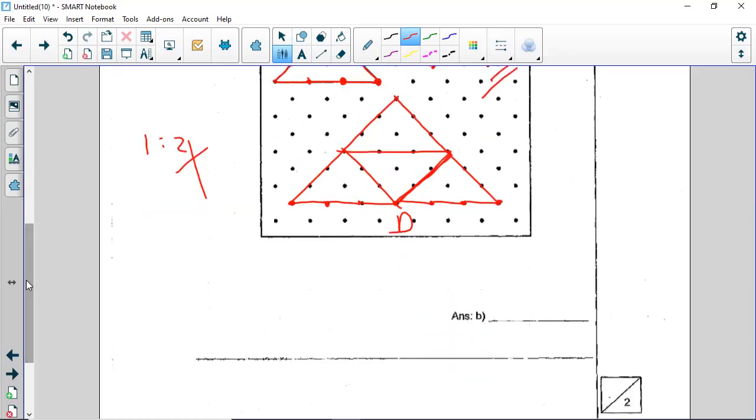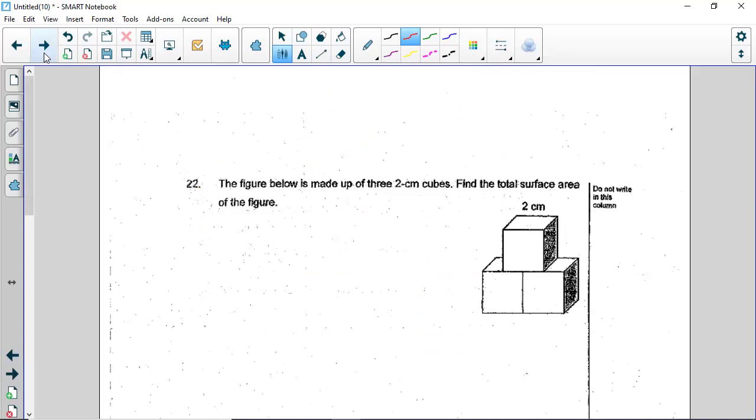Question number, next page. The figure is made of 3 2 cm cubes. What is a 2 cm cube? It means that every side is 2 cm. And find the total surface area. This question has nothing to do with volume. So if you find volume, 2 times 2 times 2, 0 marks, totally wrong. This question is about finding area.